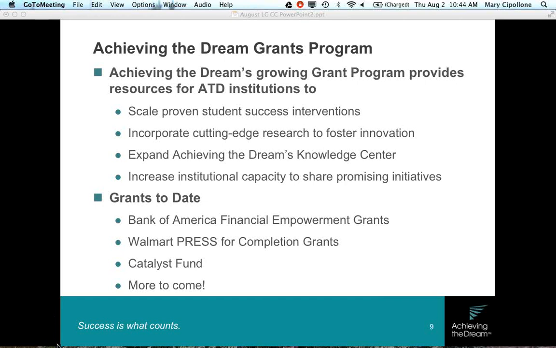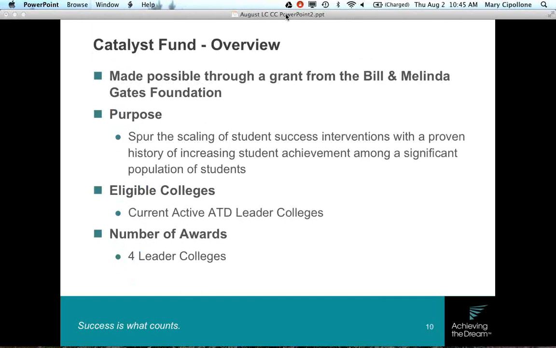Two of these grant opportunities have only been open to Achieving the Dream Leader Colleges. This is because Achieving the Dream and our funders recognize that Leader Colleges have already demonstrated success and are poised to bring the student success grant opportunities from Achieving the Dream. There will certainly be more opportunities to come, and especially for Leader Colleges. Next slide. The Developmental Education Initiative, which many of your institutions were a part of.